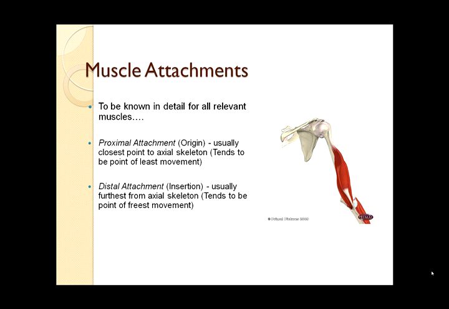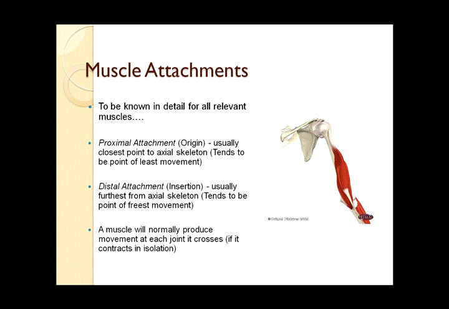The distal attachment, on the other hand, is usually the point furthest from the axial skeleton and is the point of greatest movement. In the case of biceps, as we see here, the proximal attachment is up here at the shoulder girdle, whilst the distal attachment is down here at the radius. During a typical action of biceps, what we see is the movement of elbow flexion, so the shoulder stays stable whilst the radius and ulna are moved proximally towards the humerus.